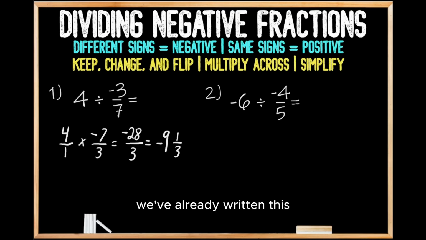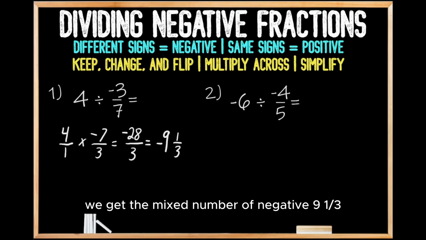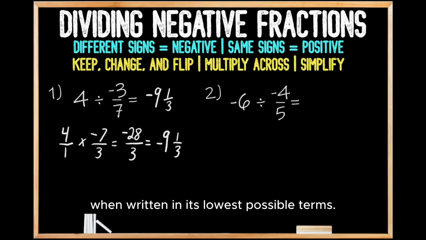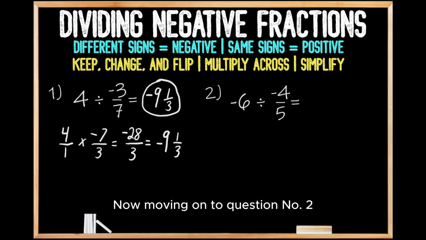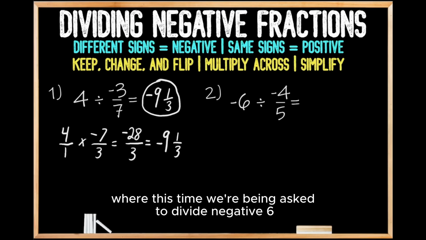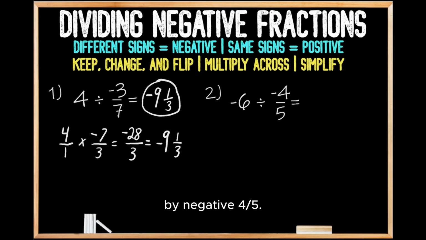And since there's no common factor between both 1 and 3 other than 1, we're done. We've already written this mixed number in its lowest possible terms. So when we divide 4 by negative 3/7, we get the mixed number of negative 9 and 1/3 when written in its lowest possible terms. Now moving on to question number 2, where this time we're being asked to divide negative 6 by negative 4/5.